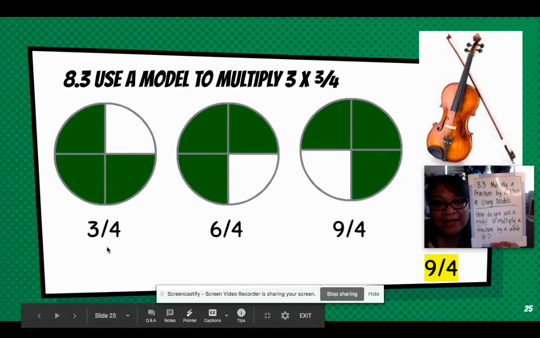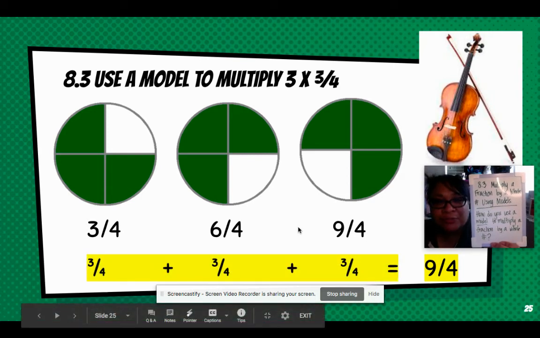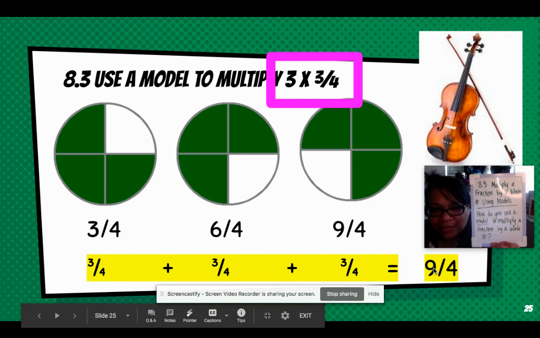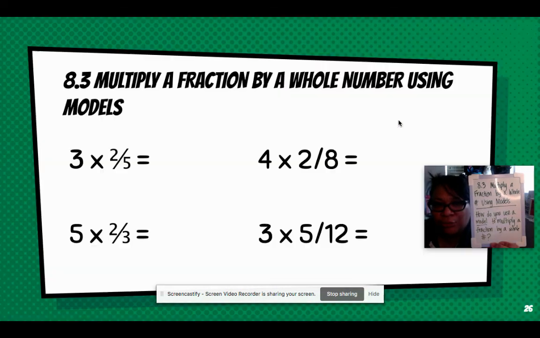We can add 3/4 plus 3/4 plus 3/4 to get 9/4. And I want to show you that where did the 9 come from? Well, it came from adding these 3's together. But you could also multiply 3 times 3 because that's what multiplication is. It's repeated addition, but you knew that.